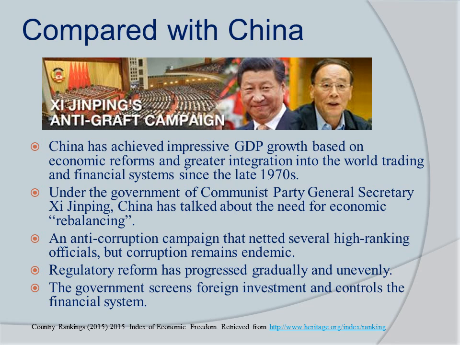President Xi Jinping began his first year in power with an anti-corruption campaign that nabbed several high-ranking officials, but corruption remains endemic. Regulatory reform has progressed unevenly. Incorporating a business takes about 11 procedures and about a month. Labor regulations are relatively flexible, but enforcement of labor laws is not consistent. The government screens foreign investment and still tightly controls the financial system.